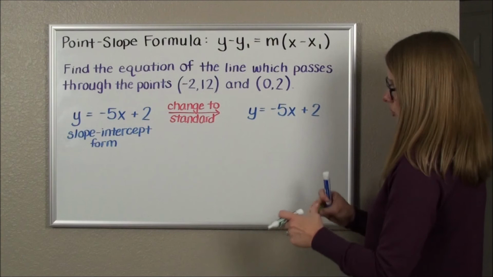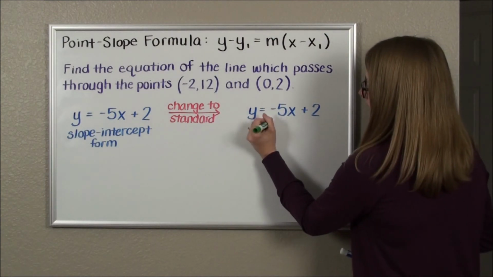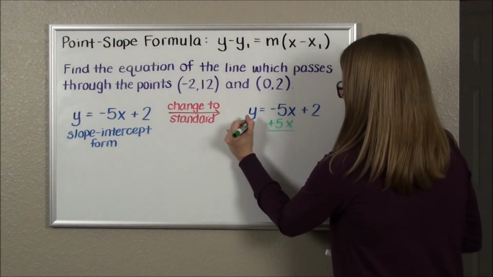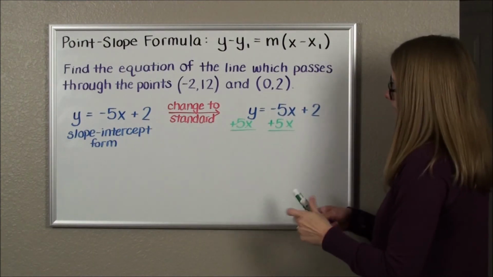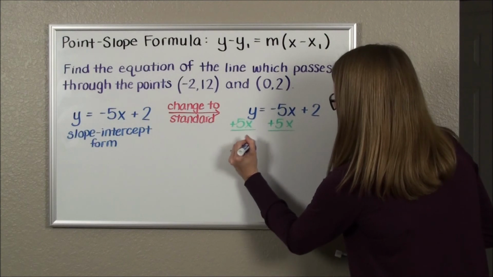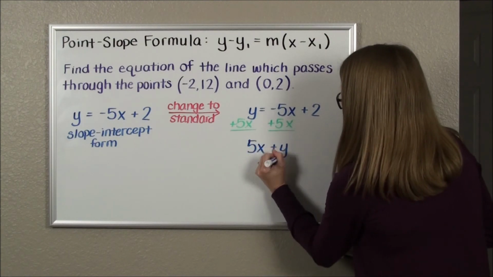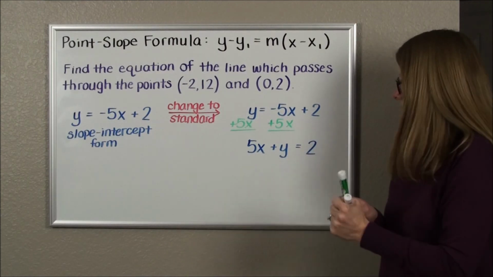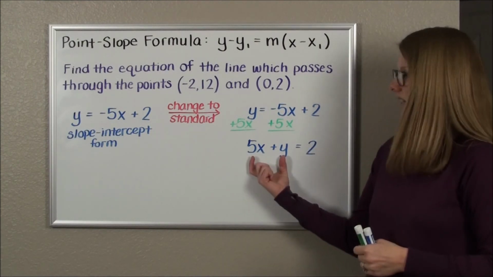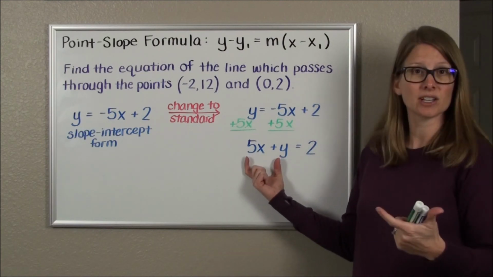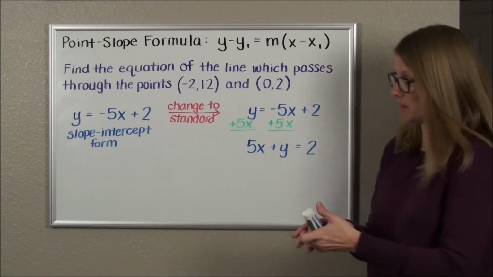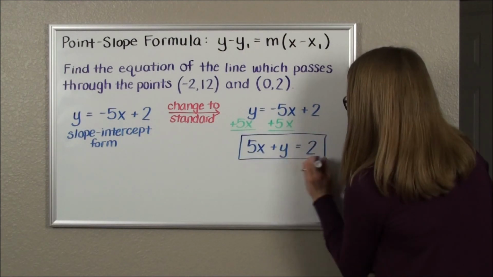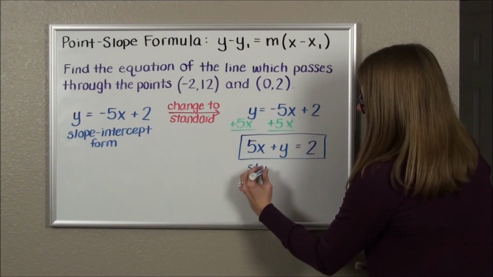So to get x to join y, let's relocate it. Since it's negative, I'll add 5x to both sides. And so now on the left-hand side, I've got a positive 5x joining that positive y. And on the right, I have that constant 2. And with just that one step, I did succeed in getting x and y together. I also have no fractions in front of them, and x happens to be positive. So just with that one step, we are done. And here is our standard form for the equation of this line.